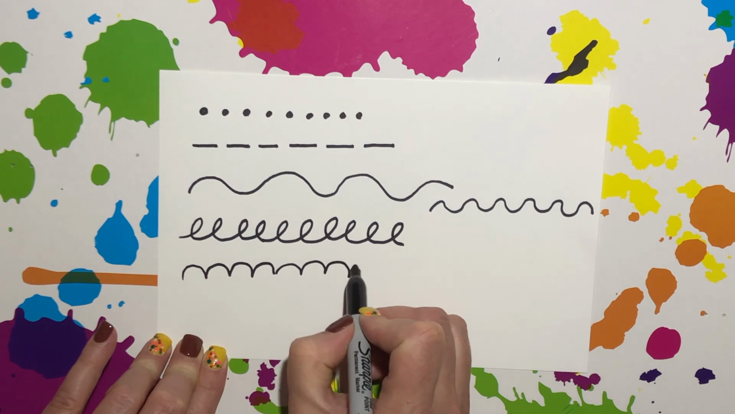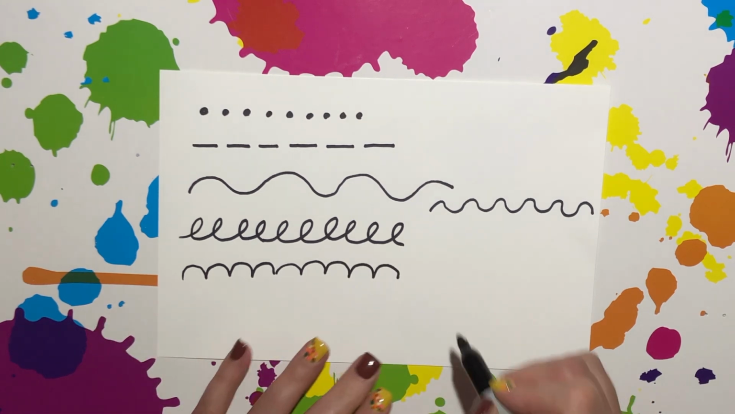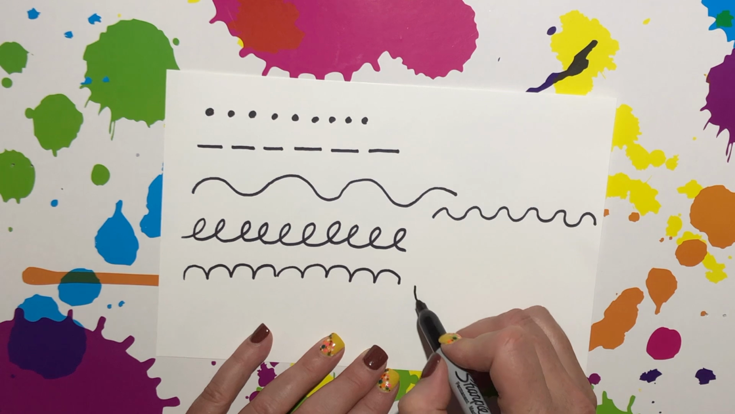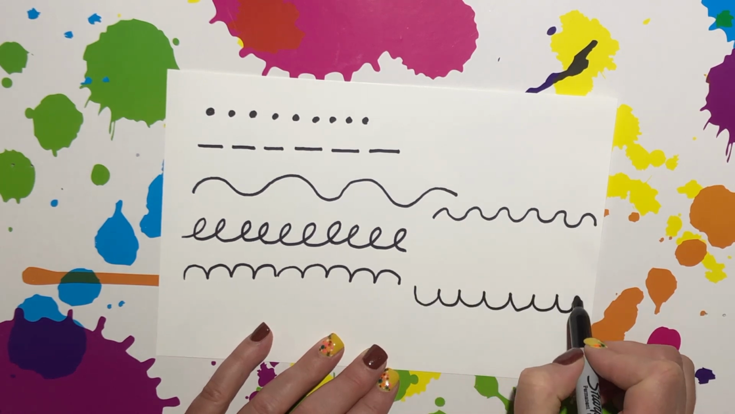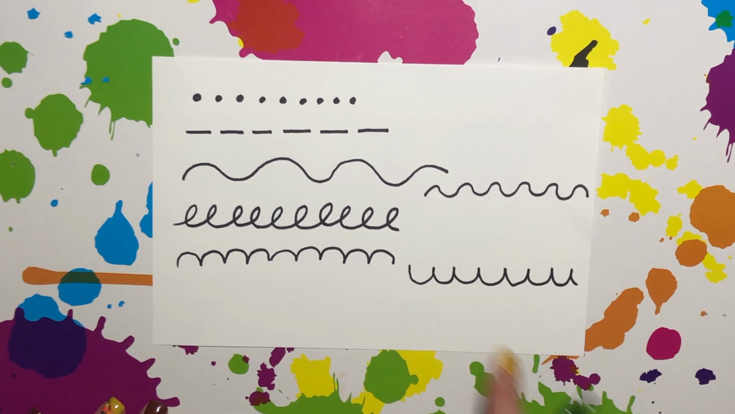The next type of line is called a cloud because it's bumpy. Cloud line. This can also turn into what's called a scalloped line by doing it the opposite way, like a letter W. And it's like making waves for the ocean.